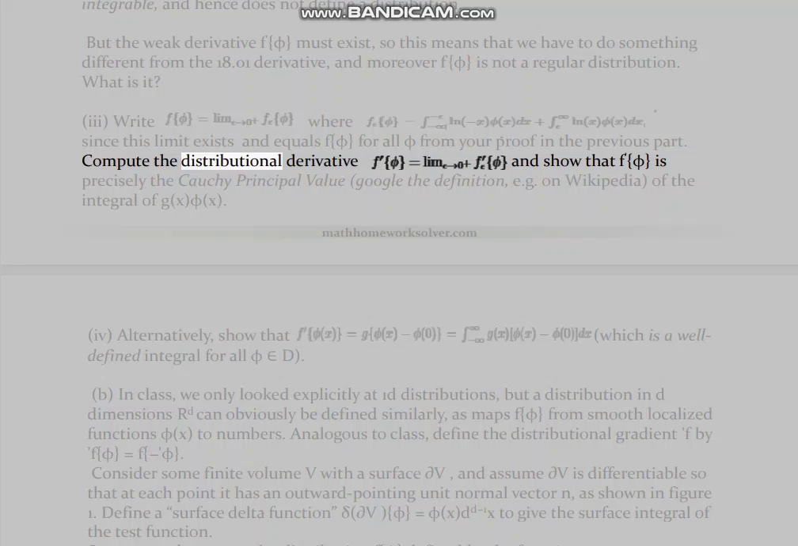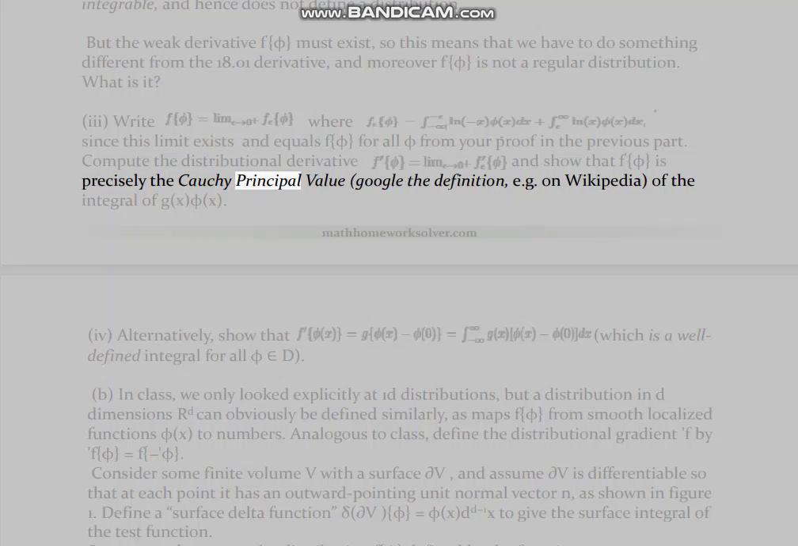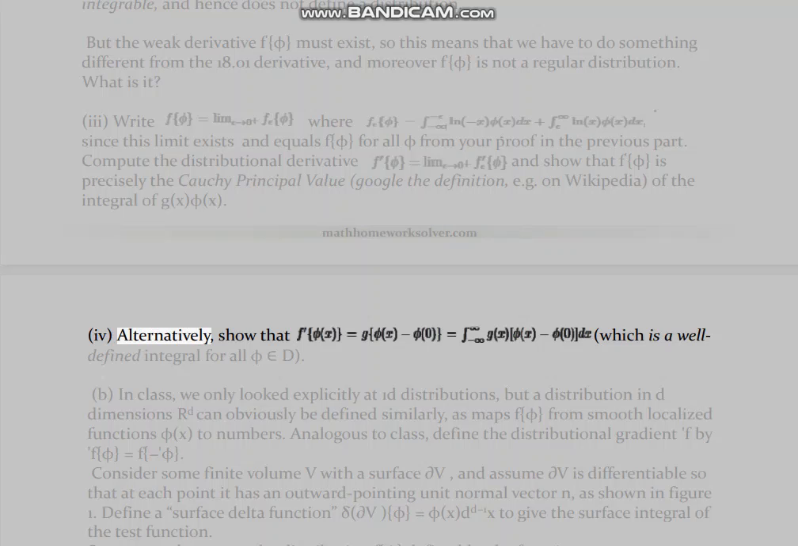Compute the distributional derivative and show that f'[φ] is precisely the Cauchy principal value. Google the definition, e.g. on Wikipedia, of the integral of g(x)φ(x). 4. Alternatively, show that this is a well-defined integral for all φ in D.